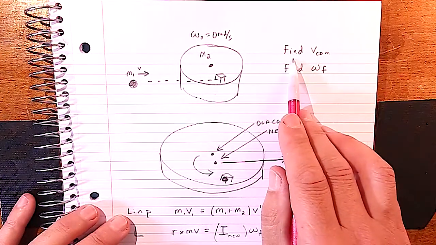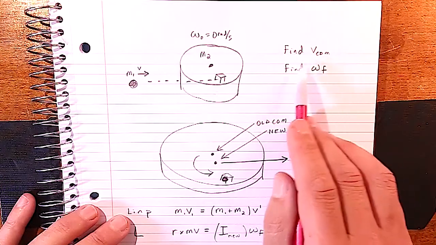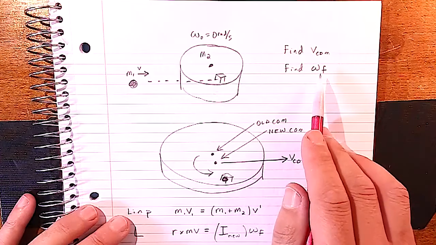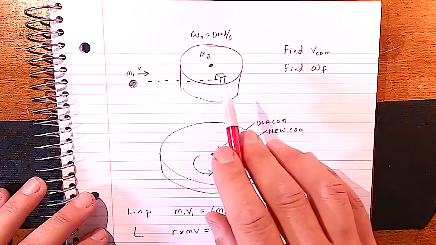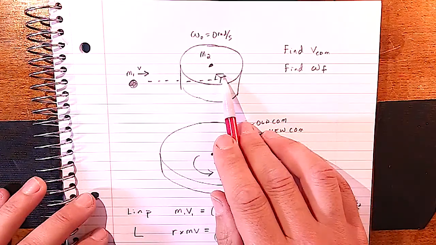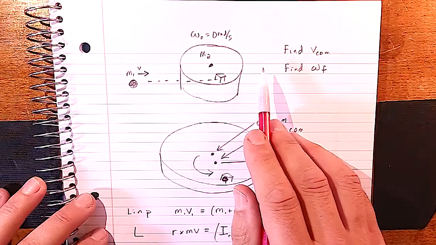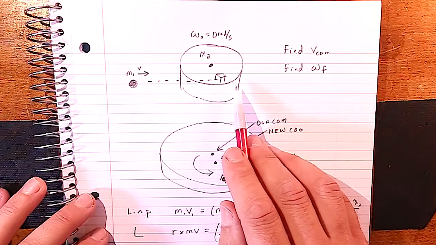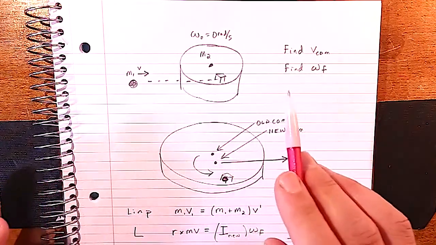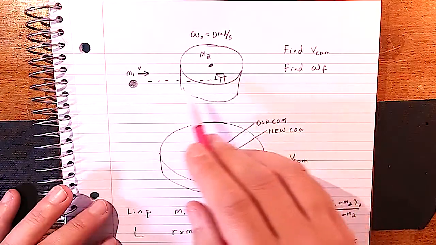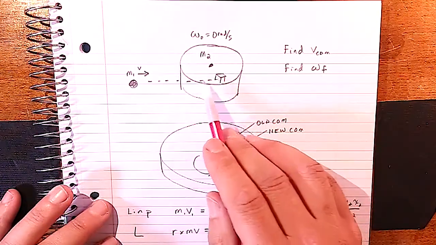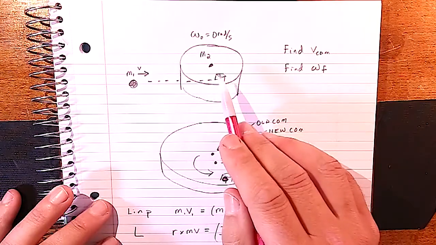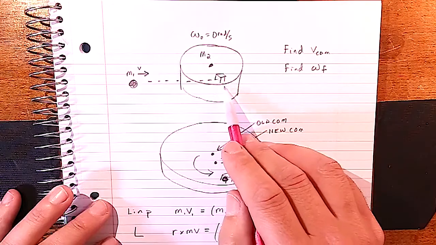And the question is to find the velocity of the center of mass after the collision and find the angular velocity after the collision. So in this problem, we have no net external forces, so we can use conservation of linear momentum. We have no net external torques, so we can use conservation of angular momentum. Now, here's the first tricky part. Once the ball goes into the cup, it's going to start to rotate, but it's not going to rotate about the center. It's going to rotate about the new center of mass.